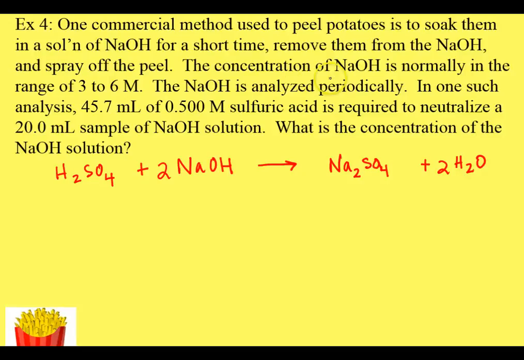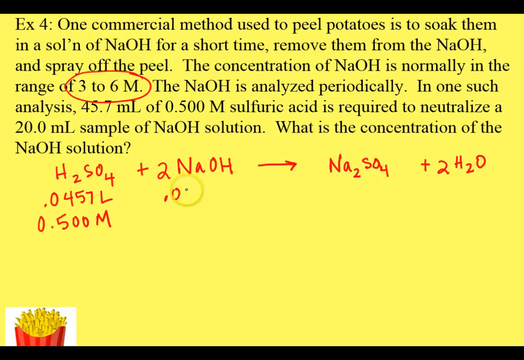Now it says the concentration of NaOH is normally in the range of 3 to 6 molar. That we're going to need at the end of the problem to see if our NaOH solution is still good or not. If I keep reading in this analysis, in one such analysis, 45.7 mL of sulfuric acid. Changing that to liters, I would have 0.0457 liters. We also know that the concentration of the sulfuric acid is 0.5 molar. This much acid is required to neutralize 20 milliliters of NaOH.